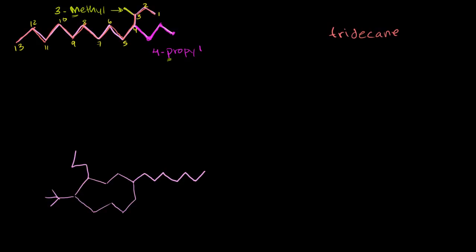So the entire molecule is 3-methyl, 4-propyl tridecane. And this is actually all going to be one word. You use dashes to separate when you have numbers, but if you have a word followed by a word, it just becomes propyl tridecane. So 3-methyl, 4-propyl tridecane. And we're done.